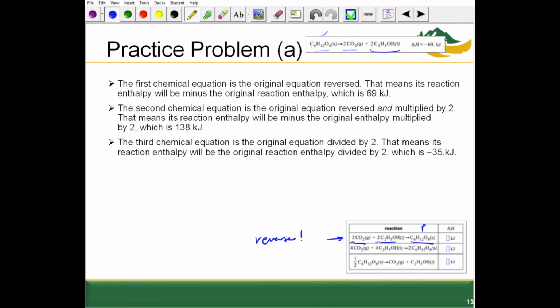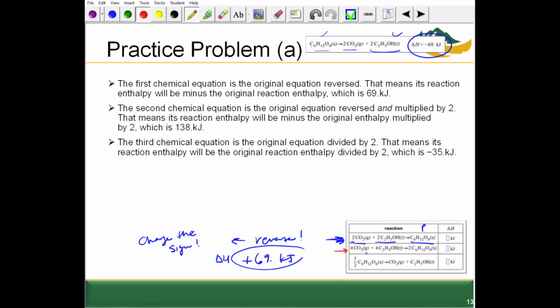So with the change in enthalpy for the reverse of the reaction, we just change the sign, but we don't multiply or divide by any factor. That means for this first reaction, we should make this positive 69 kilojoules for the change in enthalpy for the reverse of the original reaction. Let's try the second one now.